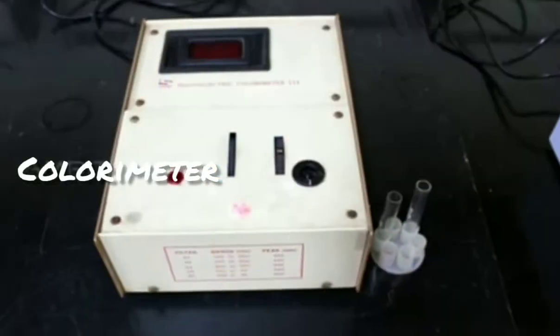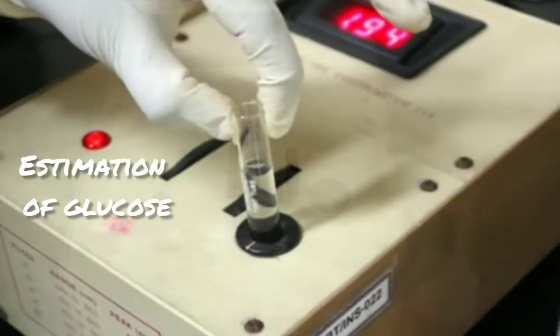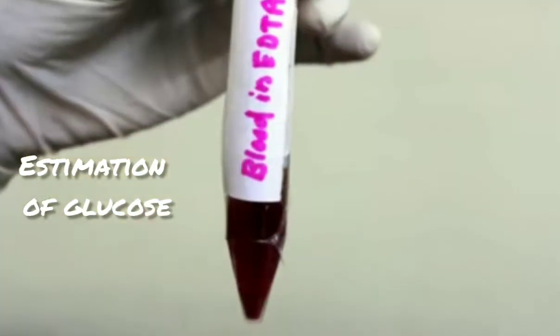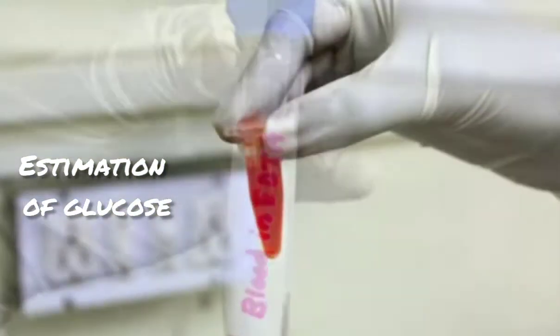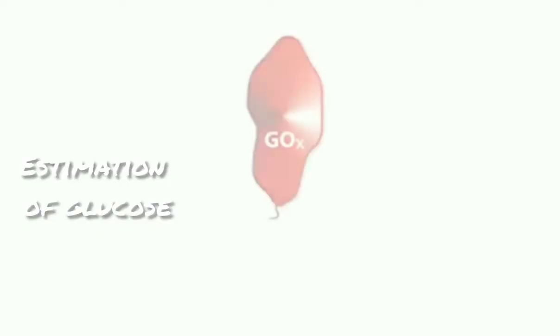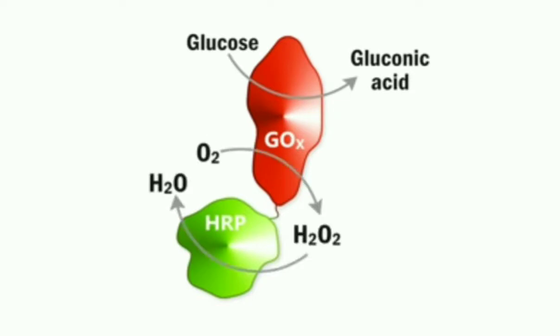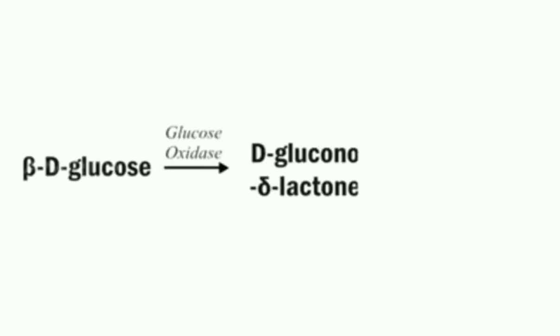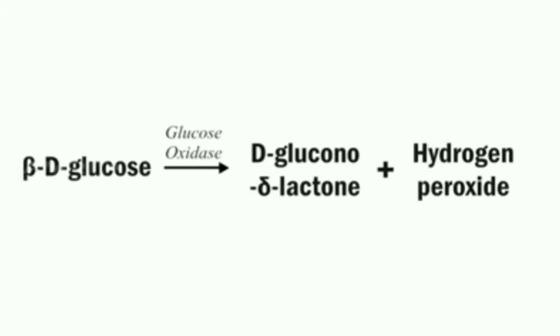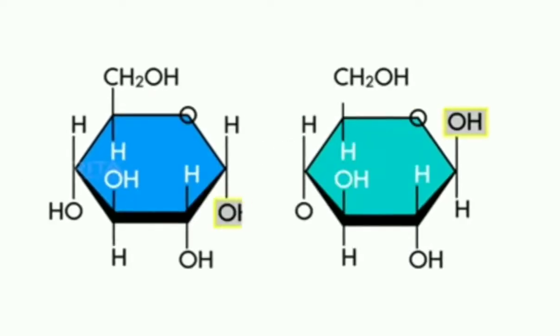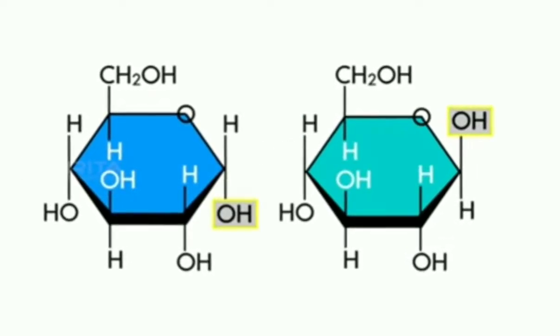The colorimetric method, combined with an enzymatic reaction, is most widely used for the determination of glucose in human serum. Estimation of glucose by the enzyme glucose oxidase gives a true glucose concentration due to its high specificity and sensitivity. Glucose oxidase catalyzes the oxidation of beta-D-glucose to D-glucono-delta-lactone and hydrogen peroxide. It is highly specific for beta-D-glucose and does not act on alpha-D-glucose.